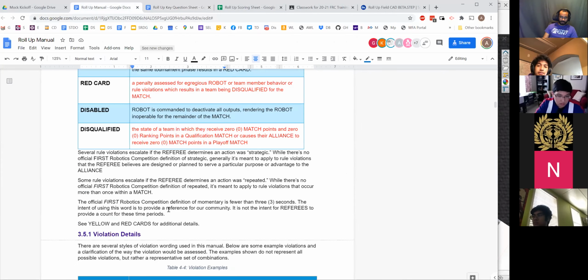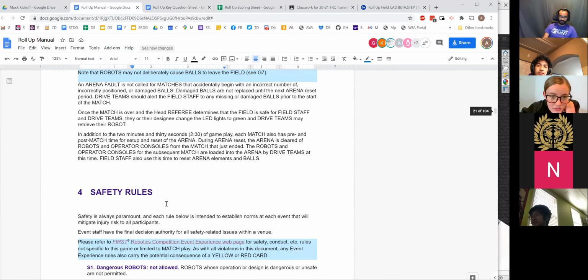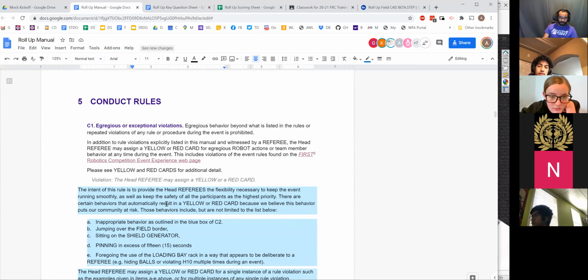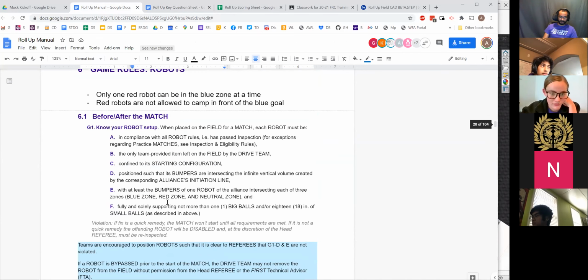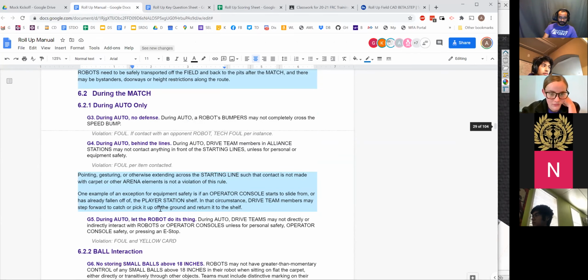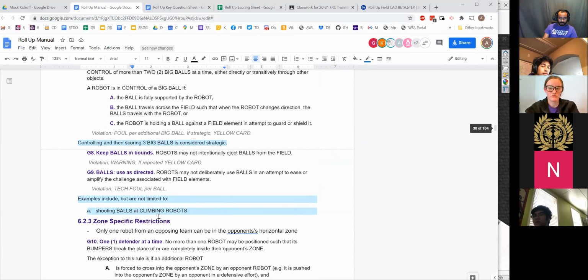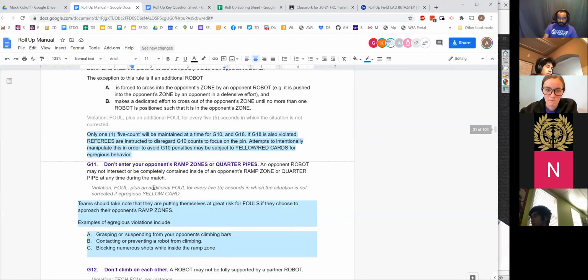Is that how we worded it? Sorry, which one is this? I remember it being a pretty aggressive penalty. That's one of those where we may need to potentially change it. We went back and forth on exactly how to enforce that rule. Okay, so foul plus an additional foul if not corrected. Yeah, basically, if you're in there, it doesn't matter who instigates it. If you're pushed into somebody's ramp zone, it is still a foul on you, plus an additional foul for every 5 seconds in which you have not corrected it.